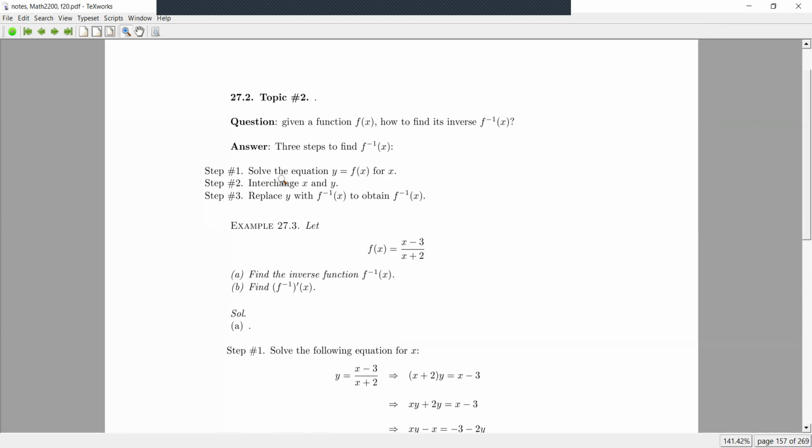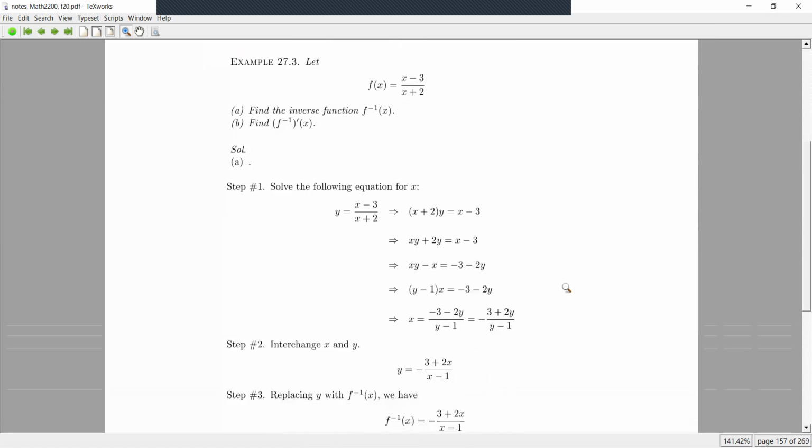Step 1. Solve the equation y is equal to f of x for x. Now in this example, this equation is this equation. Solve this equation for x. Move the denominator to the left side, then I have this equation. Distribute y to x and to 2, then I have this equation. Move x to the left side and 2y to the right side, then I have this equation.